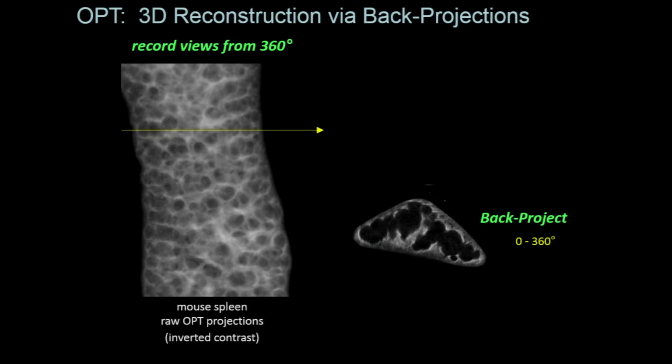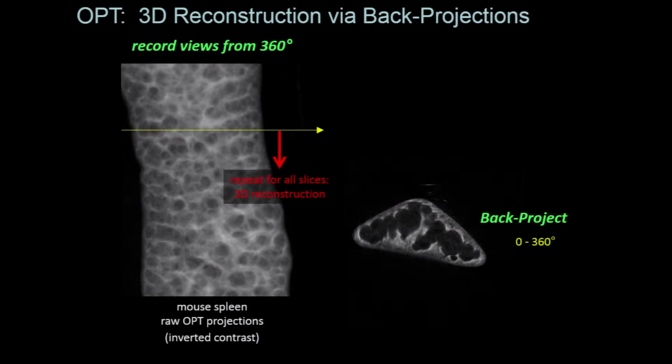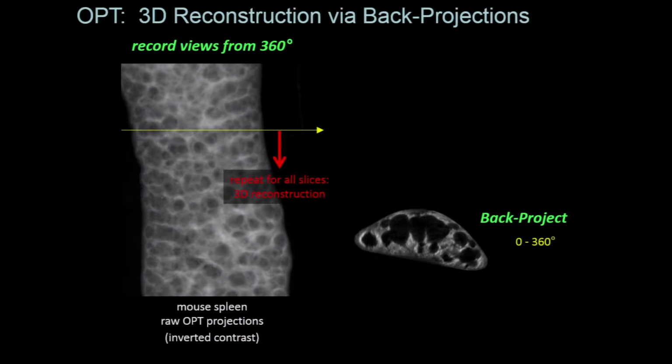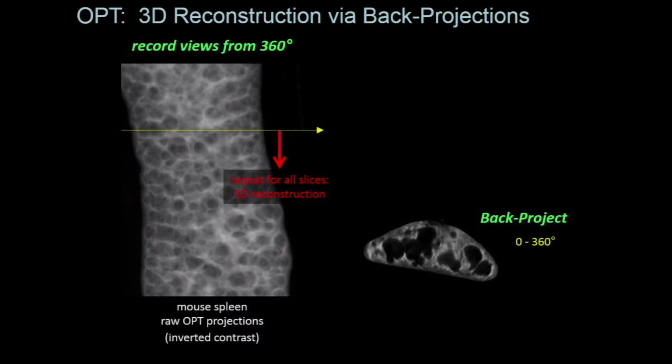And of course, you can do that for all of the planes in the thing, and then you have a nice voxel data set where you can scan through. These are just different reconstructed slices moving through the spleen.